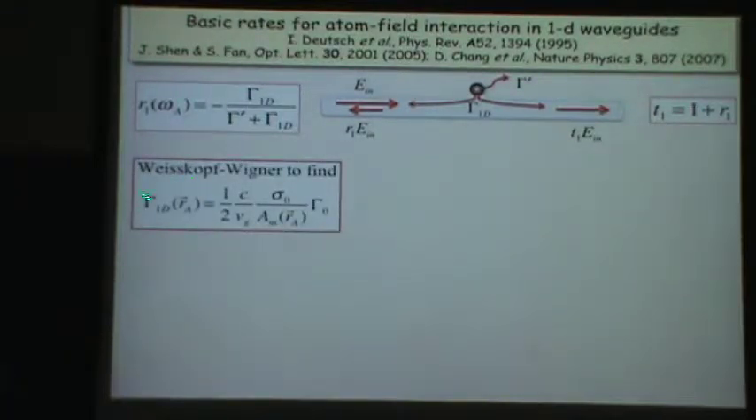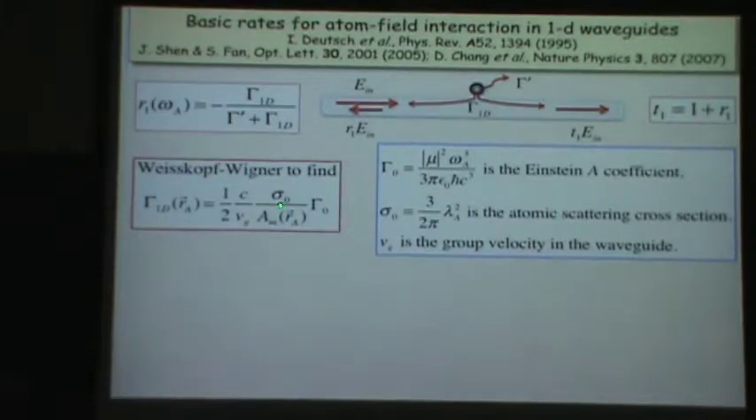So how big is gamma 1D? In terms of the Einstein A coefficient, and gamma prime in this setting is very open, so that's a gamma prime of 0. That was gamma 1D, the emission into a waveguide, is set by two things.